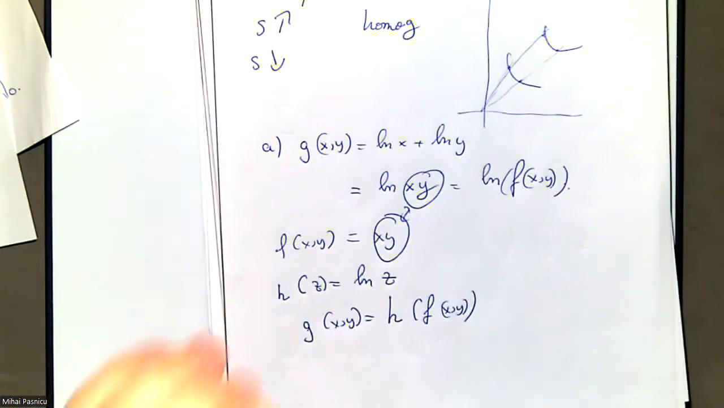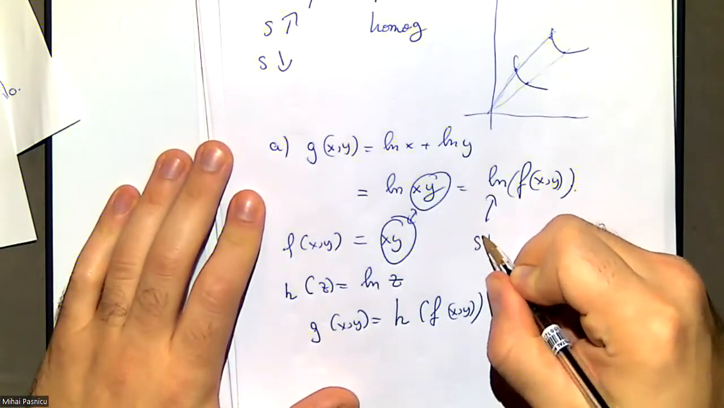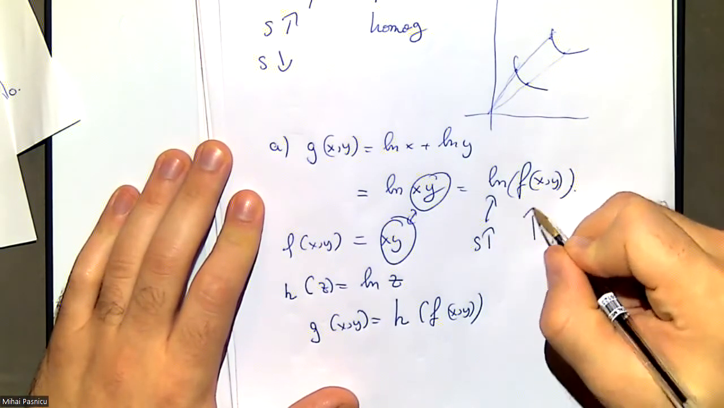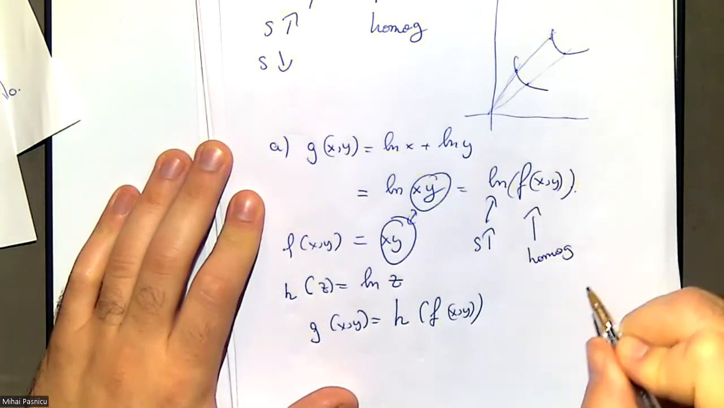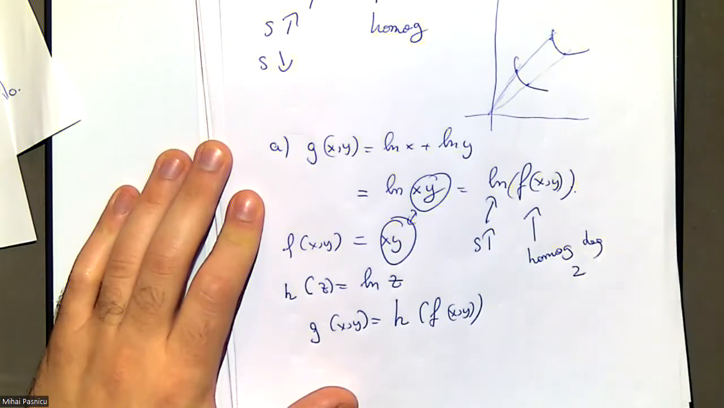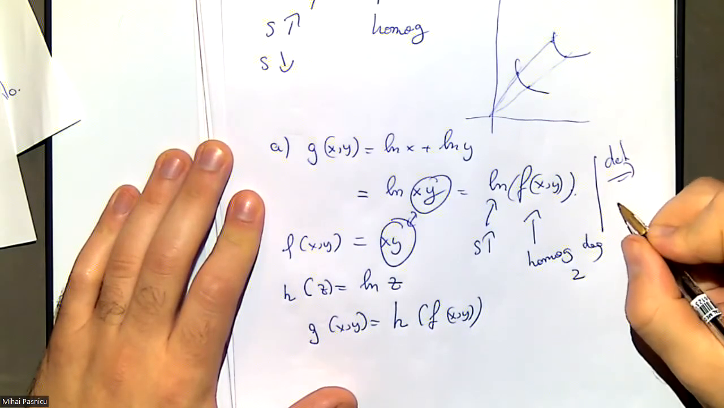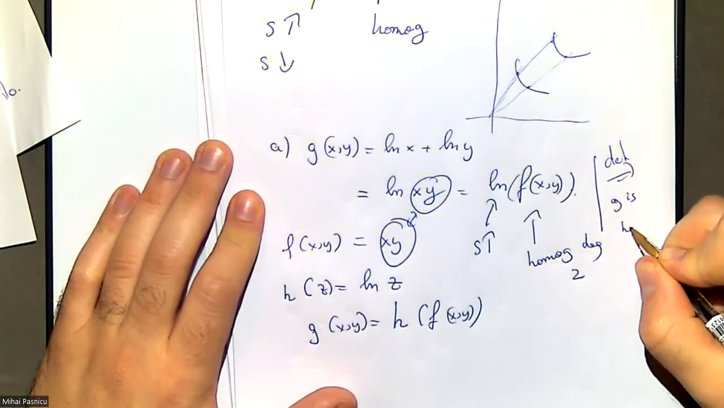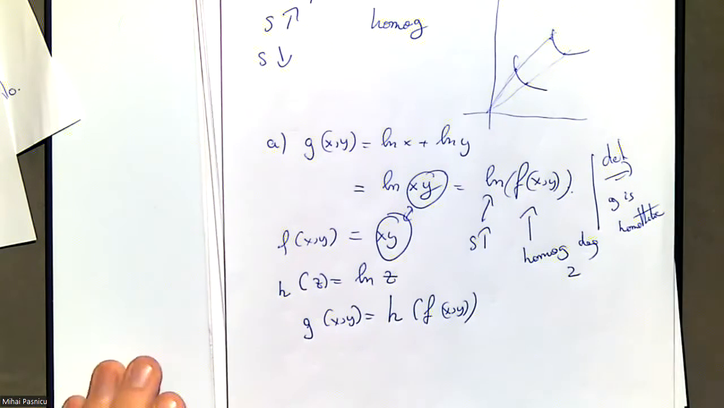Or even simpler, if you don't want to write this, you can just say, okay, ln is strictly increasing. This is homogeneous, degree 2 if you want, but it doesn't matter. Okay, at this point, according to the definition, G is homothetic. Make sense?